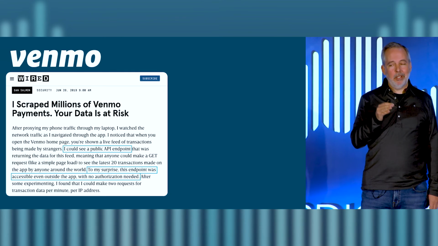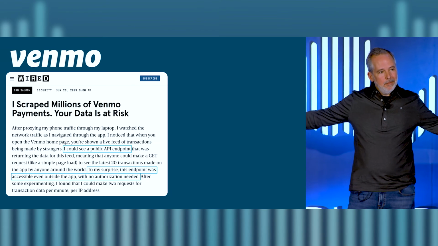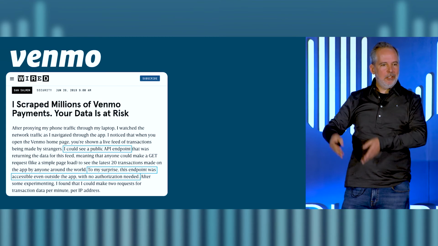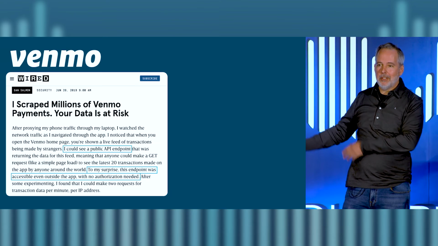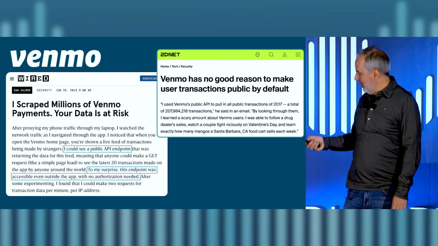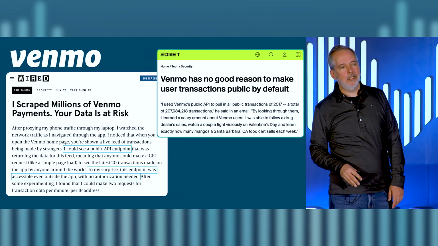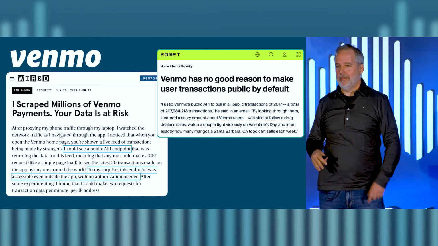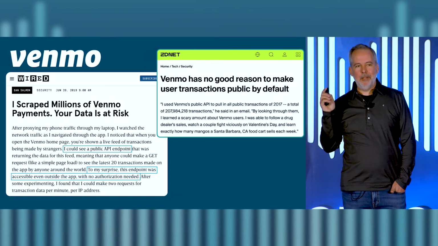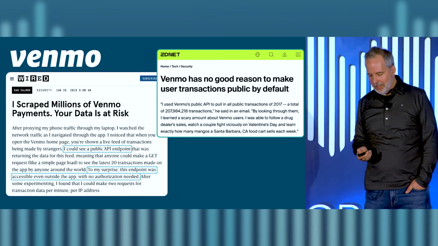Now, when you call the API directly, it doesn't give you anonymized data. It gives you all the data. First name, last name, description, who you're sending money to, how much money, everything. So they wrote a script, and they harvested 207 million transactions from Venmo. Full detail. They even made websites to track drug dealing on Venmo using this API.